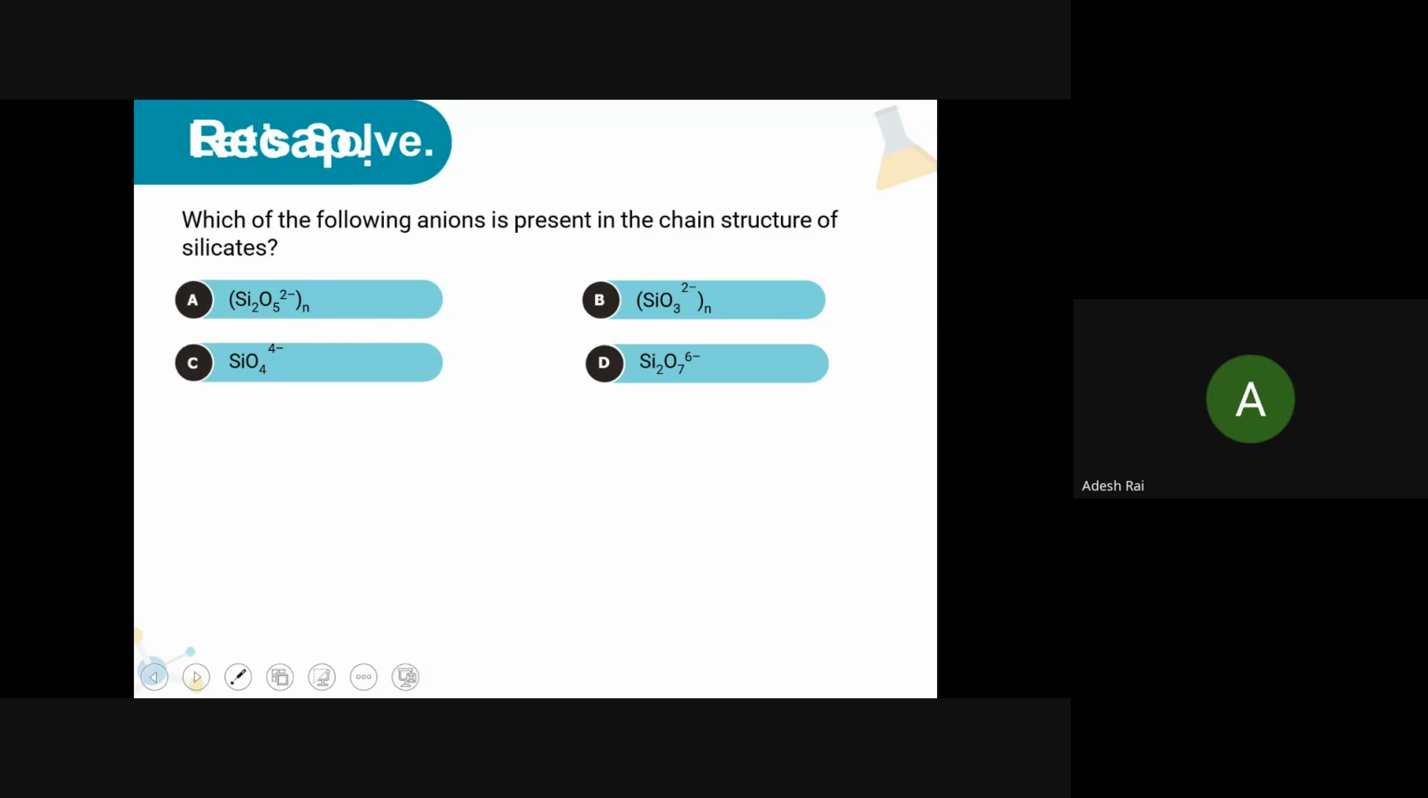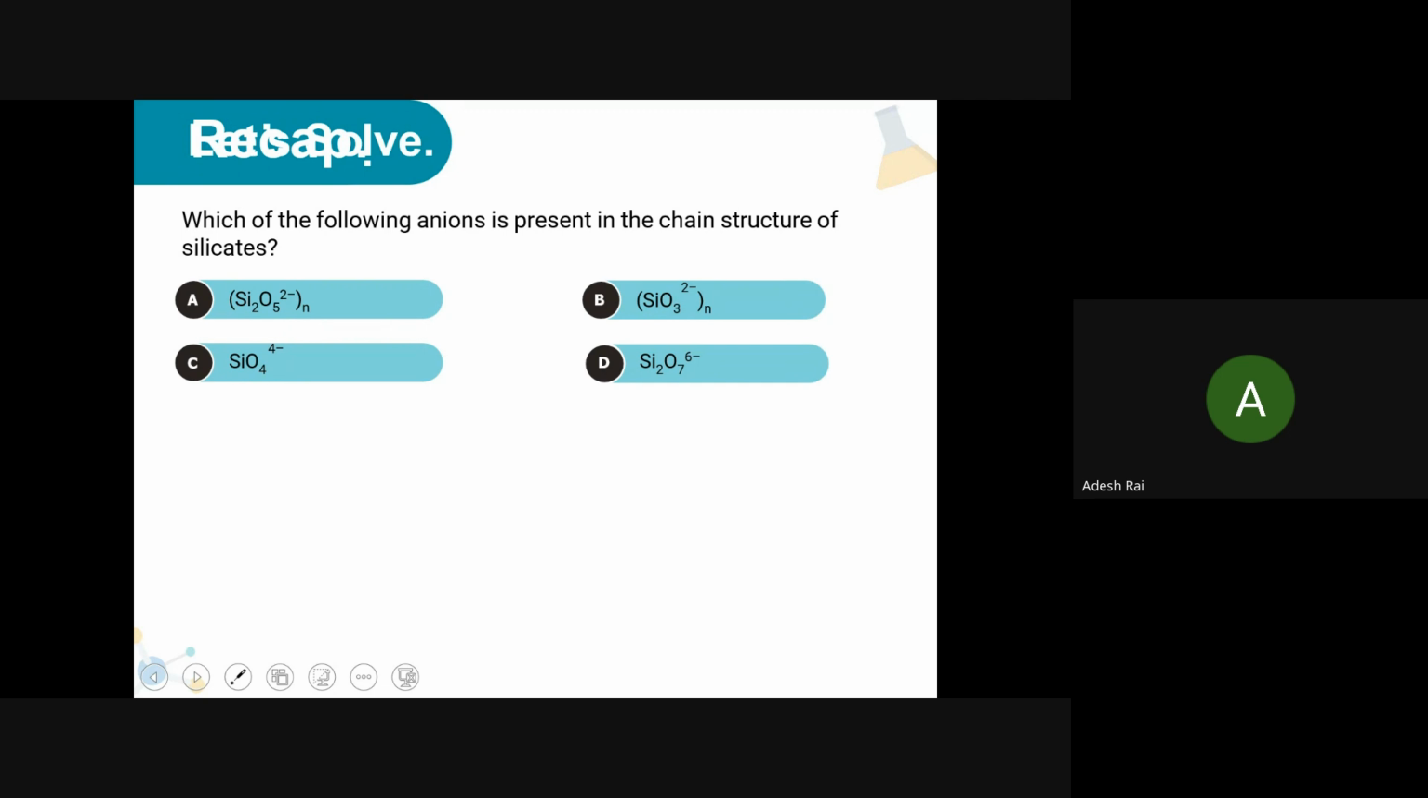Which of the following anions is present in the chain structure of silicate? In chain structure, you know, there is open chain and double chain. In open chain, there are two corners which are shared. So if two corners are shared, what will be the correct variant? Tell me. B, SiO3 2-.